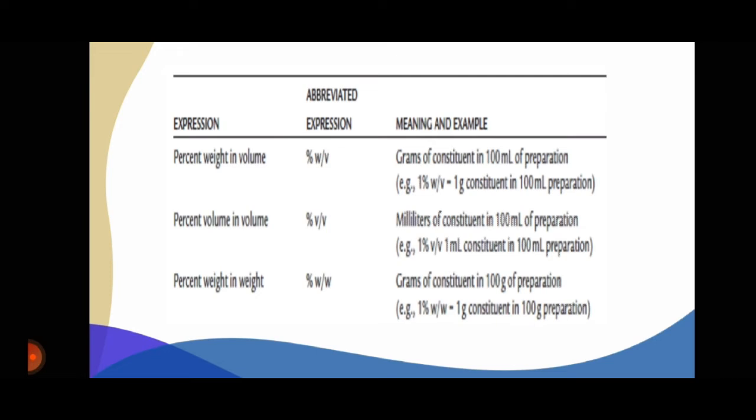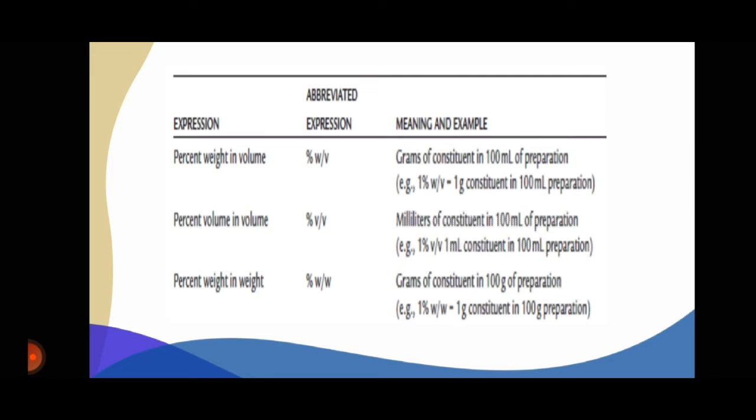So, percent weight in weight. We have grams of constituent in 100 grams of preparation. For example, 1% weight in weight equals 1 gram of constituent in 100 grams of preparation. The symbol percent is used without qualification, as with weight in volume, volume in volume, or weight in weight. It means percent weight in volume for solutions or suspensions of solids in liquids.